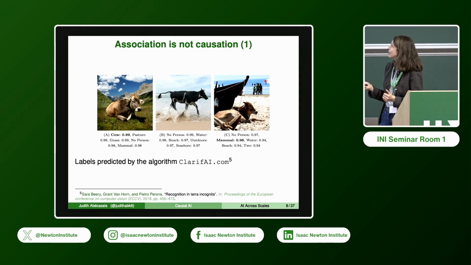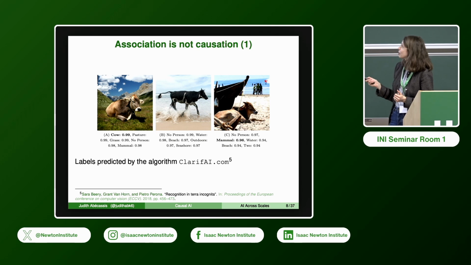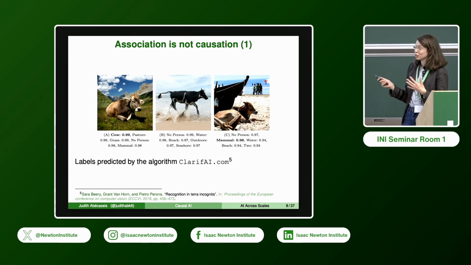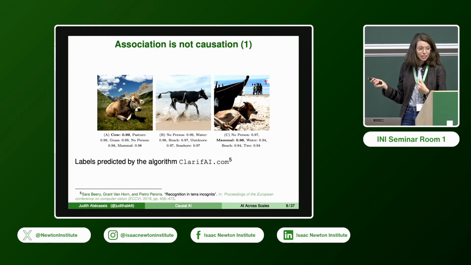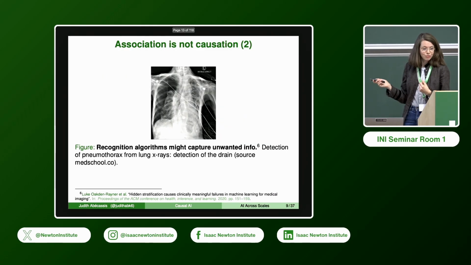So what's happening here? Probably the prediction and the recognition of the cow is not relying on the cow characteristics. So we see that the presence of the cow and how the algorithm works is associational and not causal. So you can have other examples.